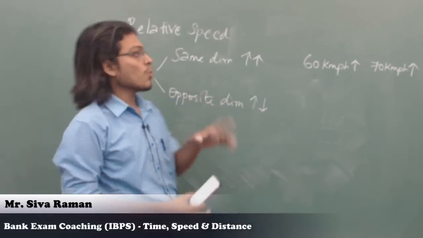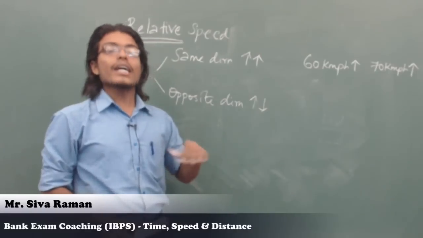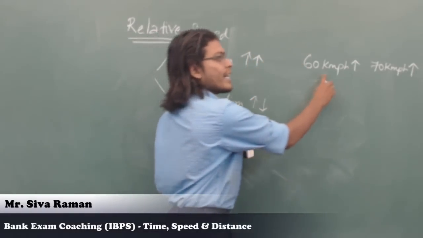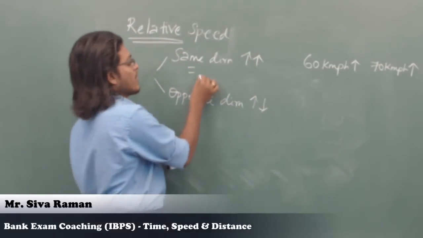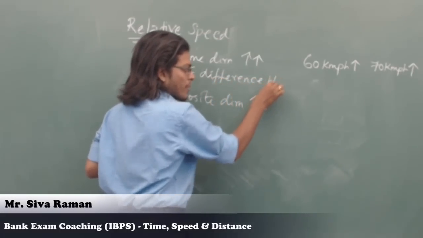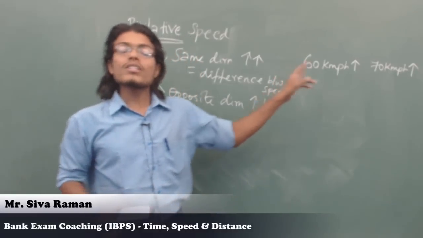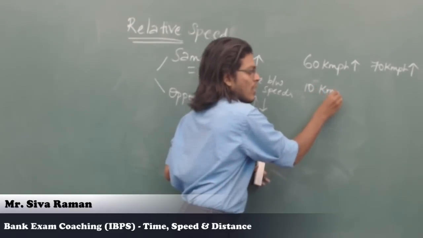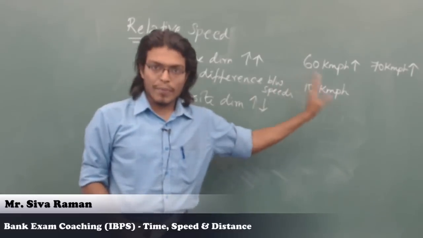It appears, that is why the word relative is there. It is not the true one, it appears to be. So in this case, it appears at a slower speed. So relative speed for the same direction is the difference between speeds. What is the difference between 60 and 70? It is 10 kmph.